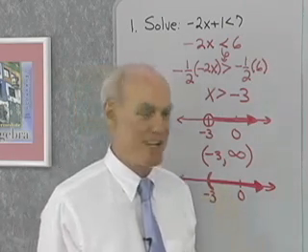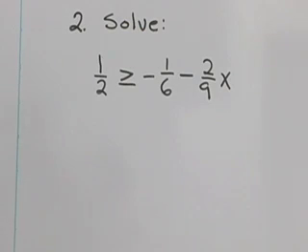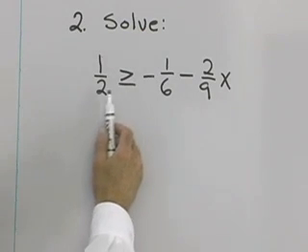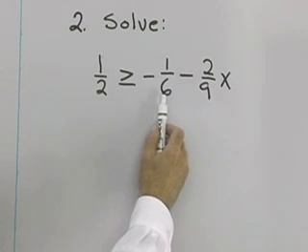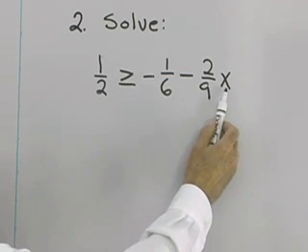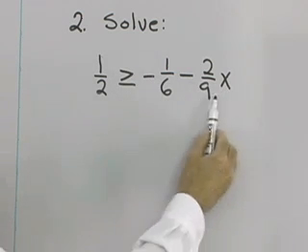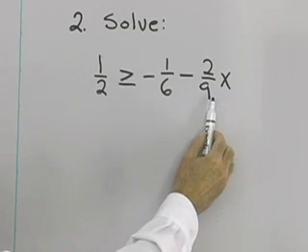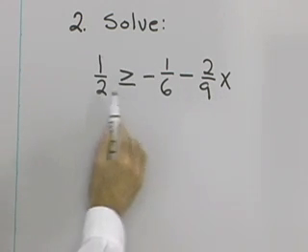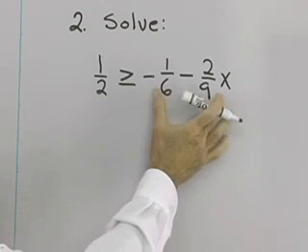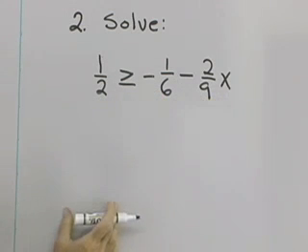Let's take a look at that example. In this case we have 1/2 greater than or equal to -1/6 minus 2/9 times x. Okay, in this case I think I want to start by getting rid of these denominators. I'm going to look for the least common denominator for 2, 6, and 9 and multiply both sides of this equation by it just to simplify.